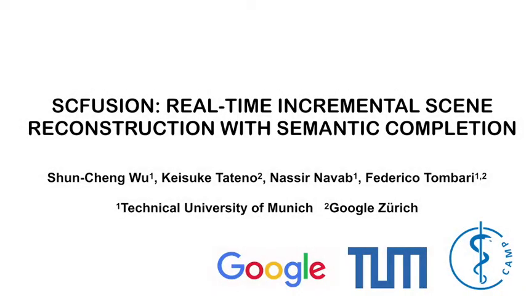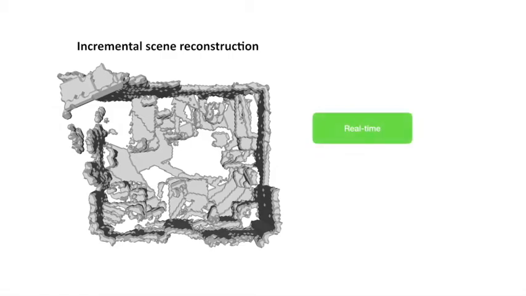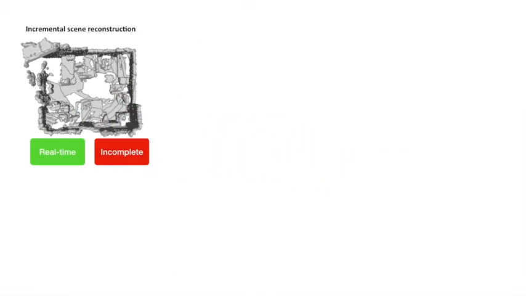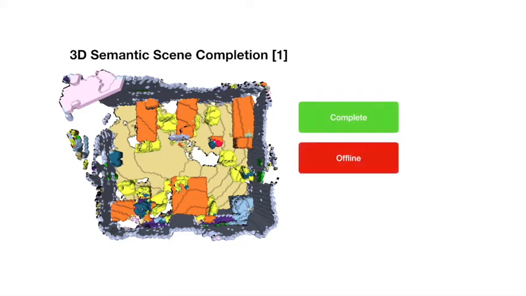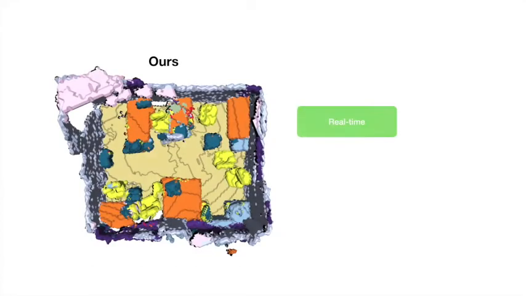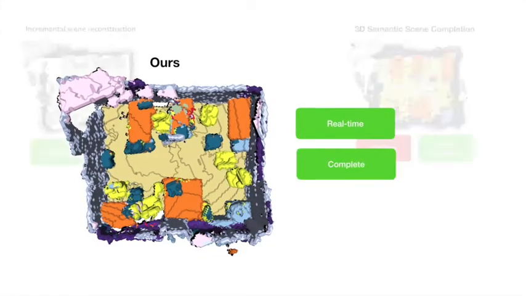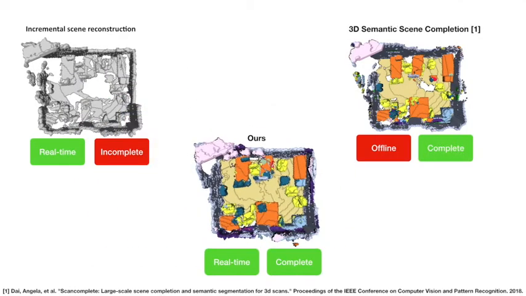In this video, we present SCFusion. Despite the progress in scene reconstruction, the reconstructed scene inevitably suffers from occlusions. There are methods that have been proposed to tackle this issue. However, most of them treat this task as a post-optimization process, which makes them unable to be used in real-time applications. We propose a method that enables semantic scene completion to be used in reconstruction time.